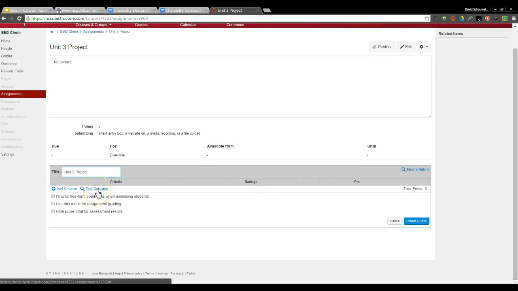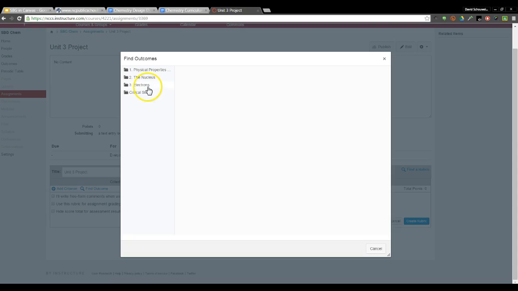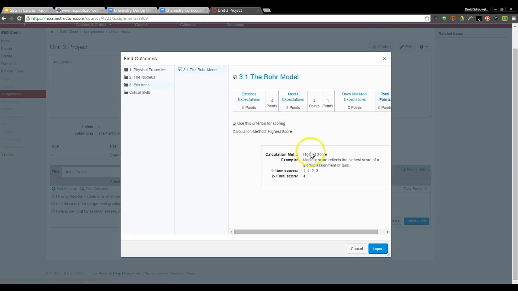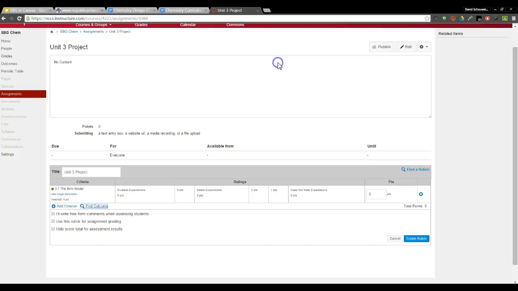So I'm going to click on this button that says Find Outcome, and I'm going to go into my question bank or my outcome group for Unit 3, and I'm going to select the outcome that I created before. Now I'm going to make sure that this is checked where it says use this criterion for scoring. That way, when I grade students using this rubric, they will automatically align with my gradebook. So I'm going to go ahead and import that.